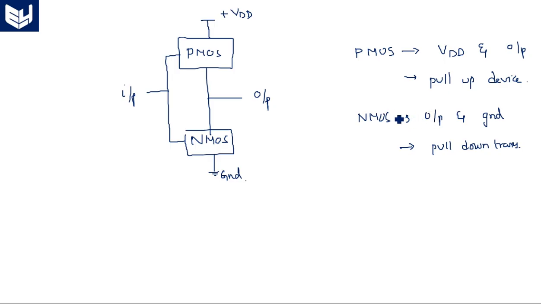Pull down means whenever this transistor is in on state, the output goes to 0. And PMOS, why is it pull up? When this device is in on state, the output goes to logic 1. So the output pulls to up state and pulls to down state because of these two transistors, PMOS and NMOS respectively. Okay, now let us see the CMOS inverter with output Y equal to the complement of the input, A bar.